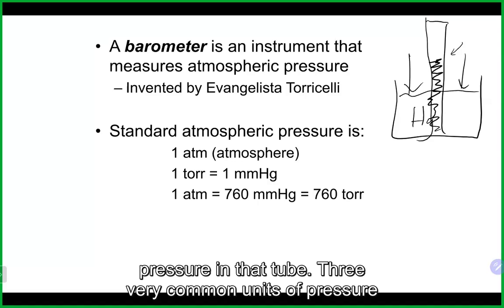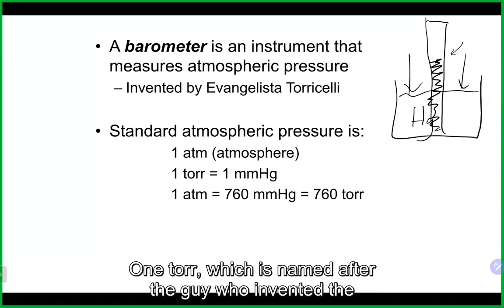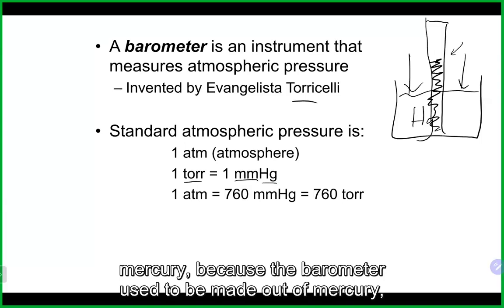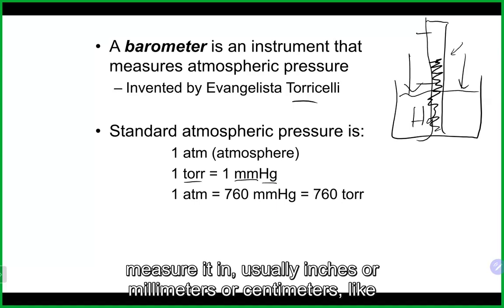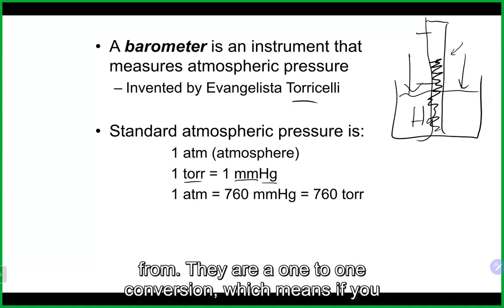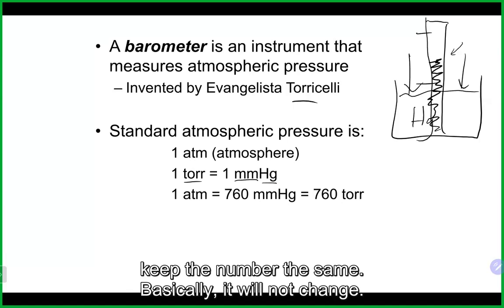Three very common units of pressure that we deal with a lot are 1 atm, an atm is an atmosphere, and 1 torr, which is named after the guy who invented the barometer, is equal to 1 mmHg. mmHg is millimeters of mercury, because the barometer used to be made out of mercury. On the side of the barometer was a ruler where you could measure it in usually inches or millimeters or centimeters. So that's where that name comes from. They are a 1-to-1 conversion, which means if you need to convert between those 2 units, just change the unit, keep the number the same. Basically, it will not change.